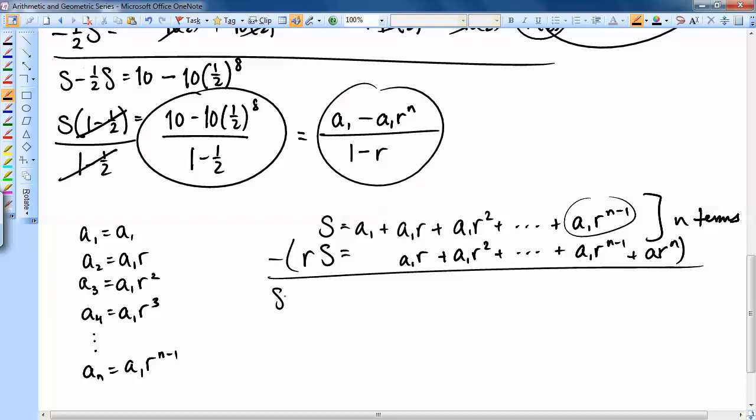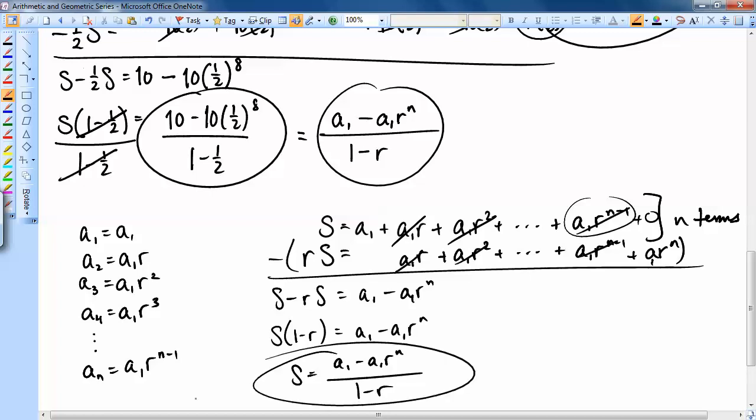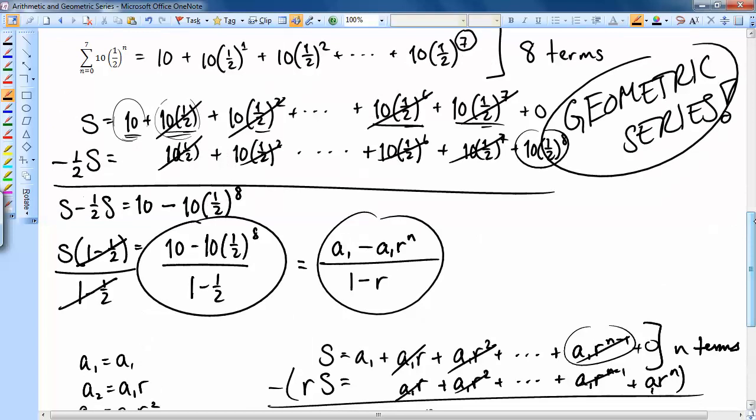And so I've got s minus rs. And then I've got a1 minus nothing. And then these guys cancel. And then I've got 0 here minus a1r to the n. And then I can take out the 1 minus r, or factor out the s, I mean. And then divide. And that's proof that that's the sum of a finite geometric series.